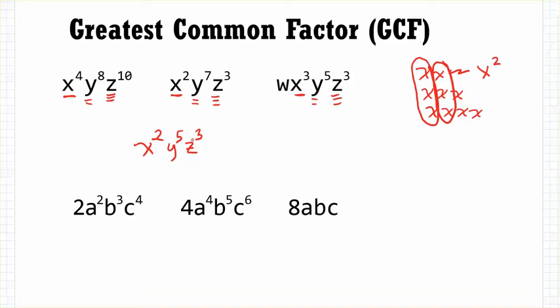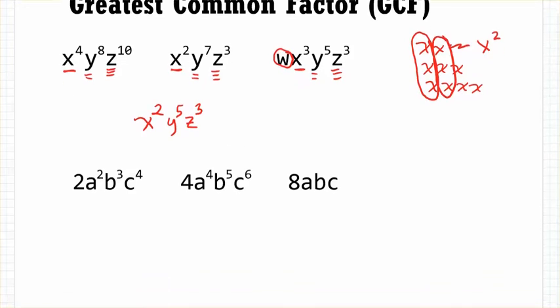Now if we look at the last letter, you can see this w. This w doesn't reside in the other two terms, so that is not a greatest common factor. So in this instance, what we will be factoring out is x squared, y to the 5th, and z cubed.